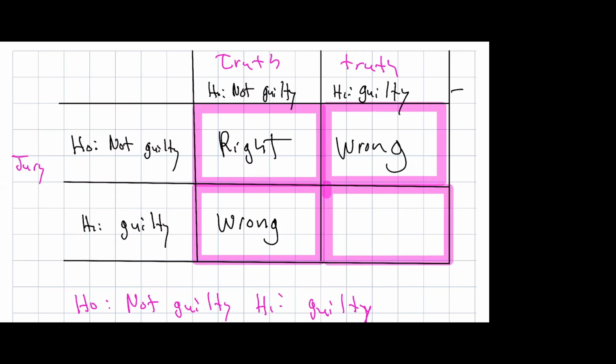All right, so if the jury said they're guilty, but the truth is they're guilty, did they come with the right decision or wrong decision? Cool, so right.